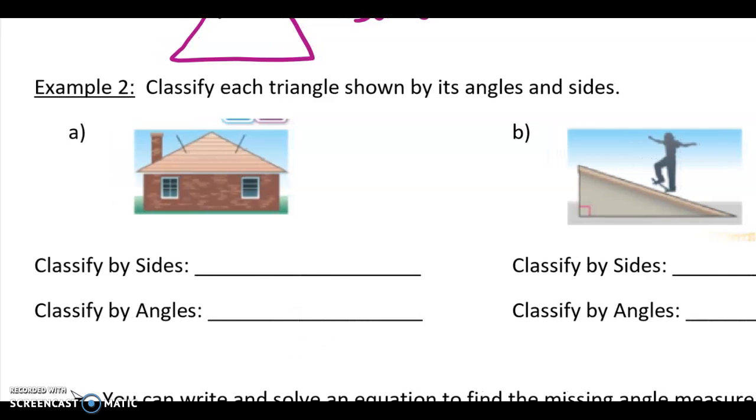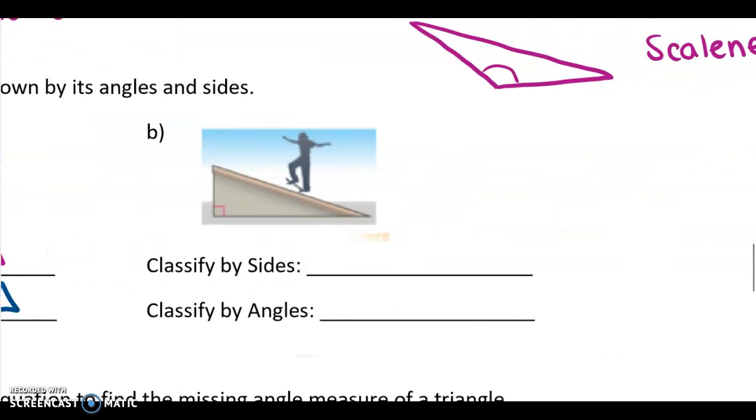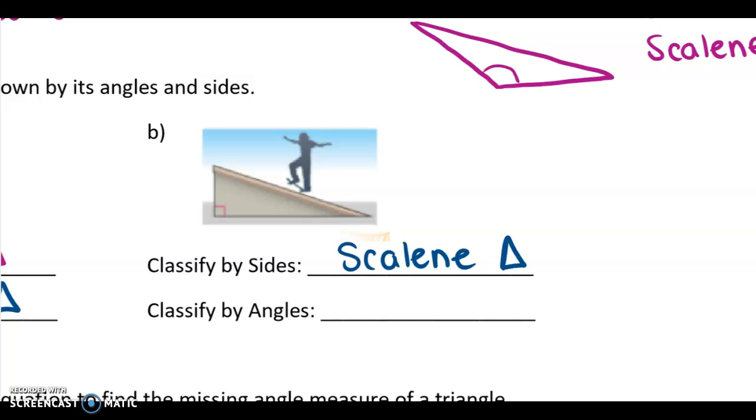Classify each triangle as shown by its angles and sides. I think they're talking about this triangle right here that's at the roof of this house. Right away I see these markings. That's 2 congruent sides, so that's an isosceles triangle. And it looks like that top angle is probably obtuse because a right angle would look kind of like this. So it's got to be bigger than a right angle, so this is an obtuse triangle. Next one, I don't see any markings of congruent sides, so this is scalene. And angles, you see that 90 degrees there? That makes that a right angle, which makes this a right triangle.